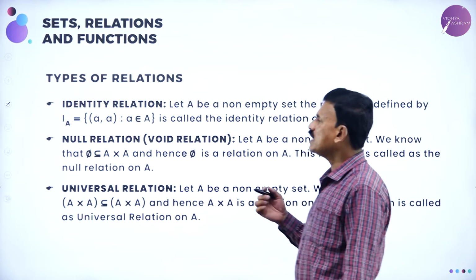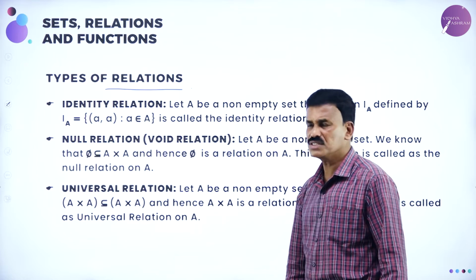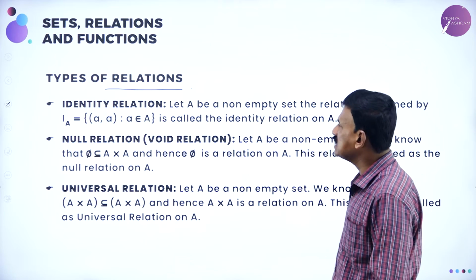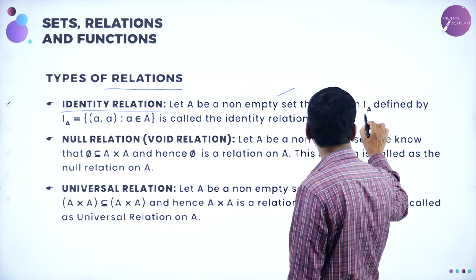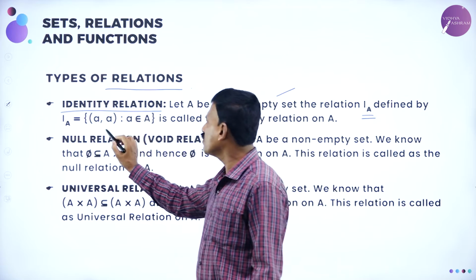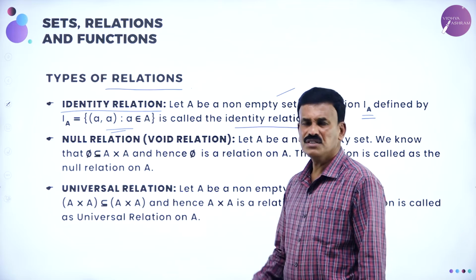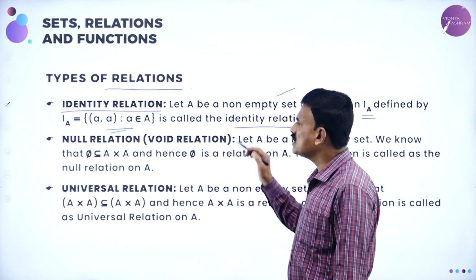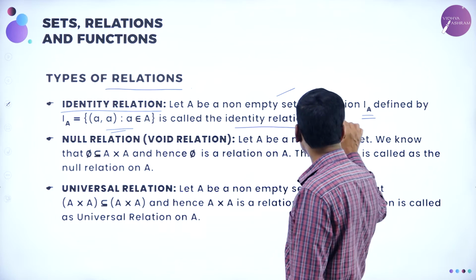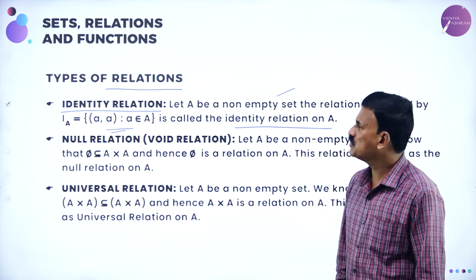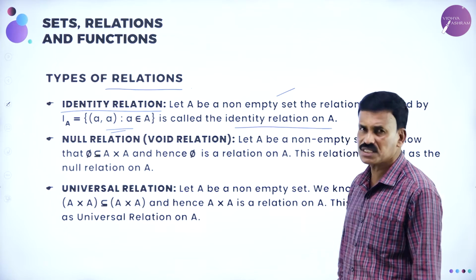Now, types of relation. Now very important one is the types of relation. There are different types of relations, in which the first one is the identity relation. Let A be a non-empty set, then the relation I_A defined by I_A equal to {(a, a) such that a belongs to A} is called the identity relation on A, denoted as I of A.